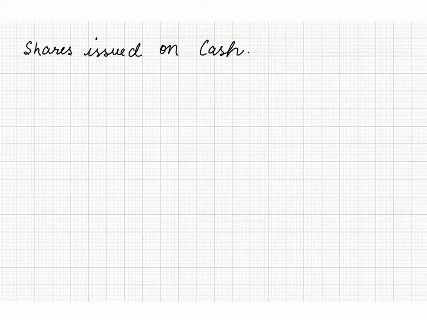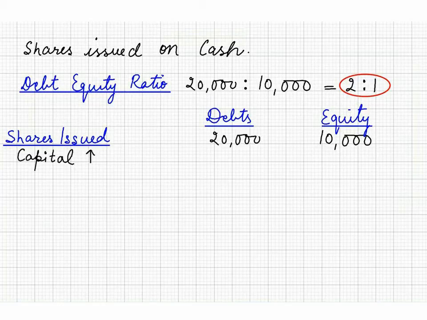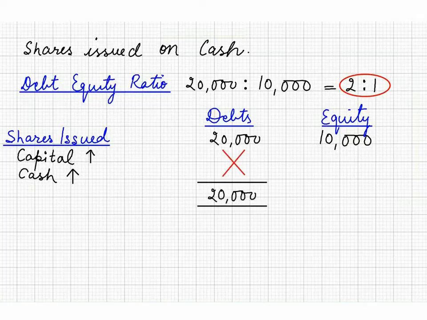Now the question is, what will be the effect on debt equity ratio if shares are issued for cash? Again the same assumption. Suppose at present our debts are rupees 20,000 and equity is 10,000 rupees, means debt equity ratio is 2:1. When shares are issued for cash, on one side capital gets increased and on another side cash is increased.